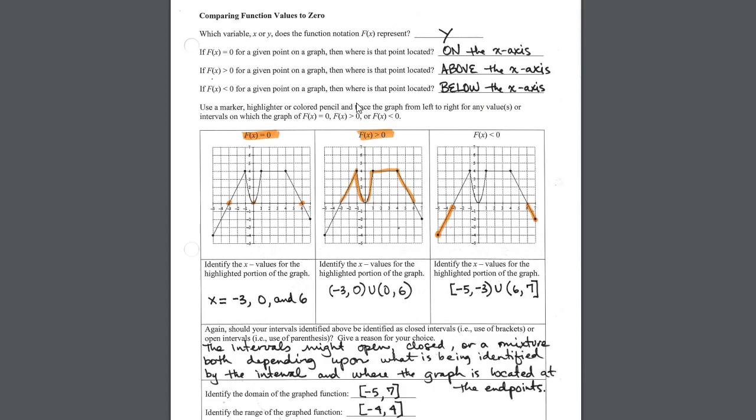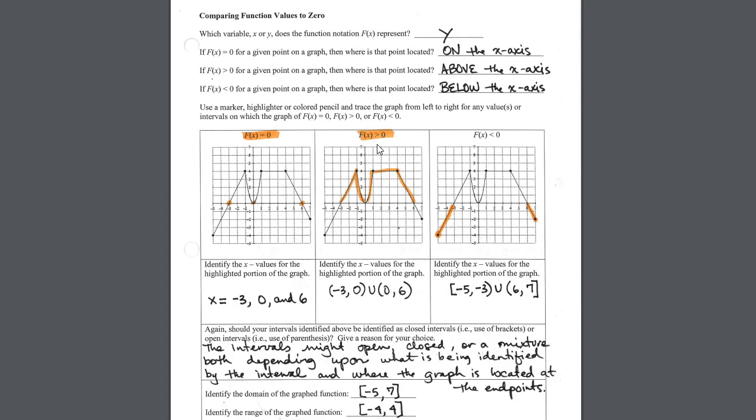It says to use a marker, highlighter, or colored pencil and trace the graph from left to right for any values or intervals in which f of x is equal to 0, greater than 0, or less than 0. Of course, I have it here already. Where are the y values equal to 0? That's wherever the graph crosses or is tangent to the x-axis, so right here, and right here. I identify those x values: x is equal to -3, x is equal to 0, and x is equal to 6.